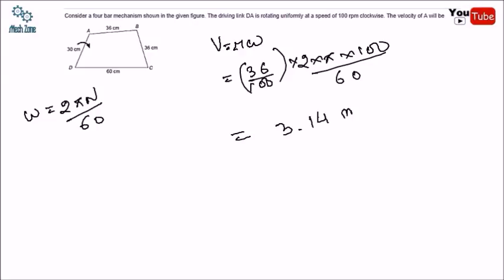3.14 meter per second. That means it is almost pi meter per second, okay? So this is the answer to this question. It is a very simple question. Just have to apply the formula V is equal to R omega.